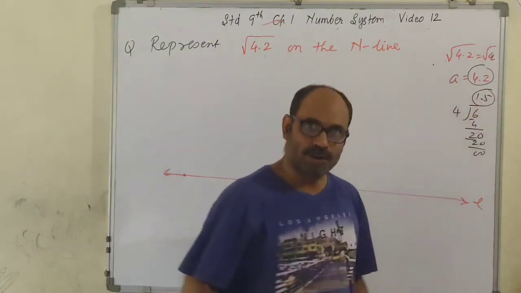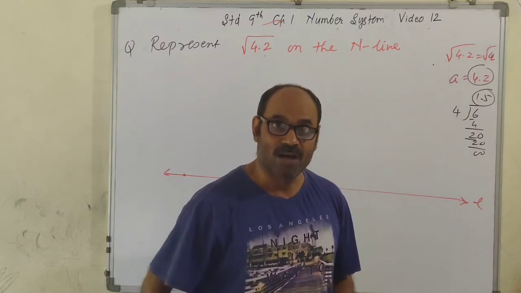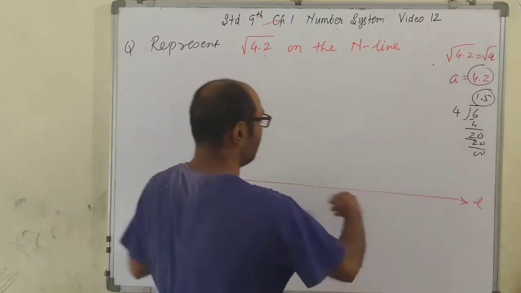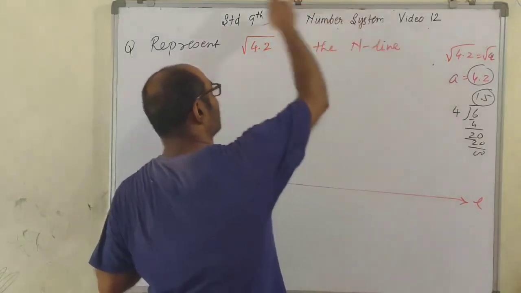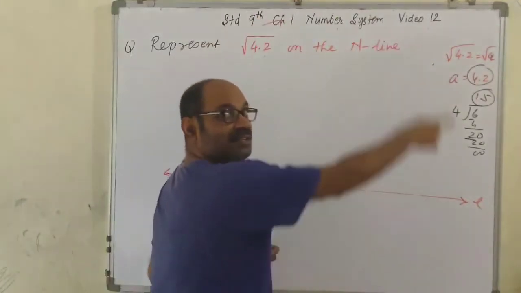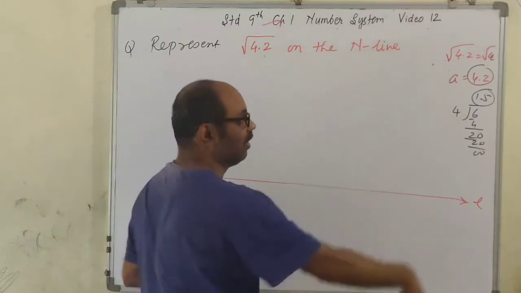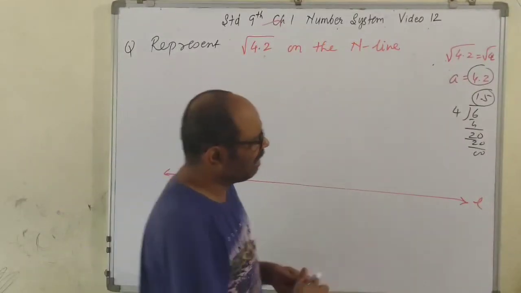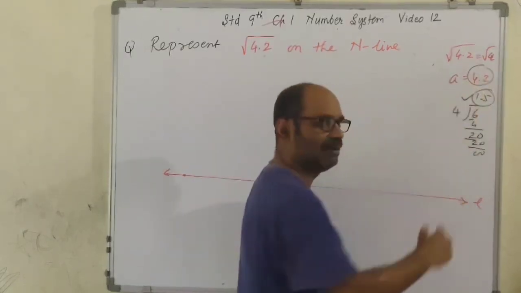Either take 1 or 2. If you take the bigger 2, then this will become too big, and when you have to draw the circle, did you know that semicircle, it will be too large on the paper to draw. Okay, so let me take 1 centimeter only.